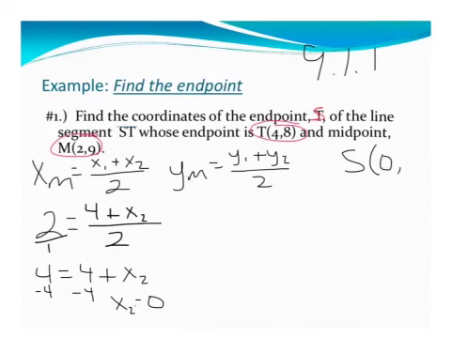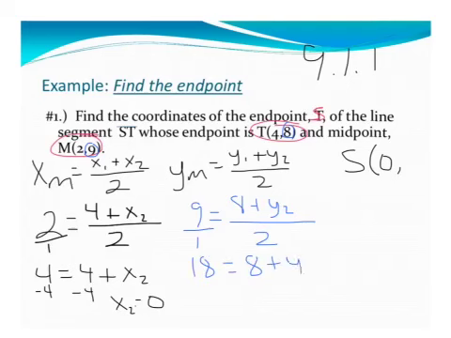Feel free to pause this and try it on your own. For y, my y-coordinate of the midpoint is 9. My y-coordinate of the endpoint is 8. And we don't know what y2 is, so now let's solve. Once again, cross multiplication. 9 times 2 is 18. 1 times the numerator is just the numerator, 8 plus y2. Subtract 8, and we get y2 equals 10. So my answer would be 0, 10. It's an ordered pair.